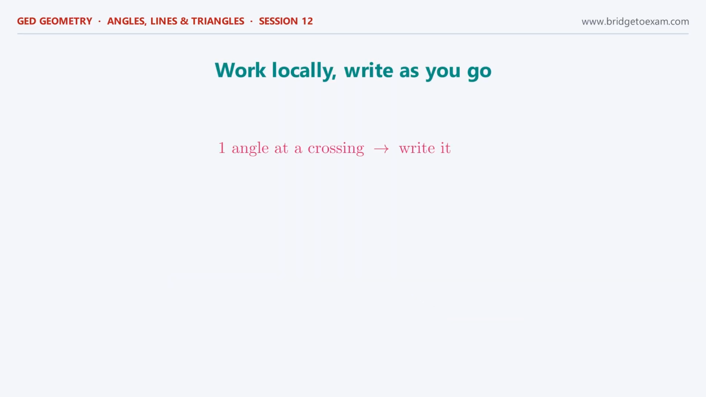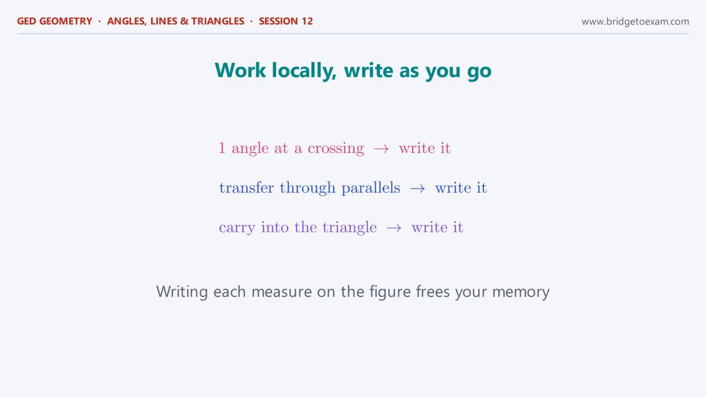Here's the habit that makes multi-step problems easy. Work locally and write as you go. Find an angle at one intersection. Write it on the diagram. Transfer it through the parallel lines if you're allowed to. Write that down too. Then carry it into the triangle and use the angle sum. Every time you discover a new measure, write it right onto the figure. This keeps your memory free, and it makes any mistake much easier to spot later.